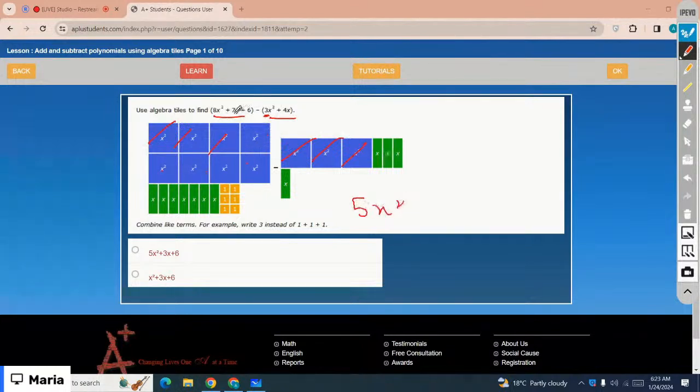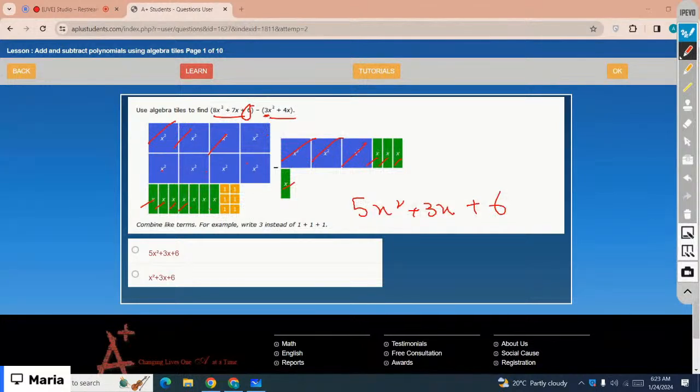Then you have 7x here and 4x here. So you have 1, 2, 3, 4 tiles from here cancel out 4 tiles from here. So you are left with 1, 2, 3 tiles for x. So that is 3x. You don't have any constant here, so you write 6 as it is. So that is 5x square plus 3x plus 6. Option number 1 is the correct option. That is 5x square plus 3x plus 6.